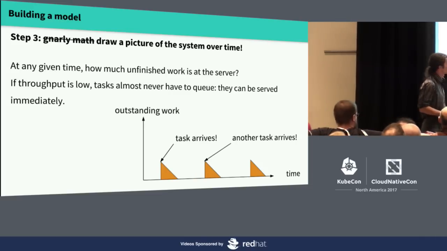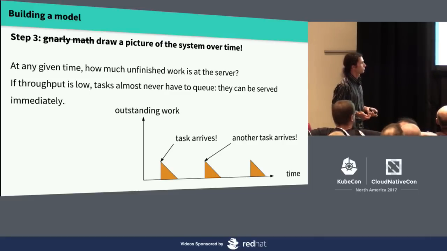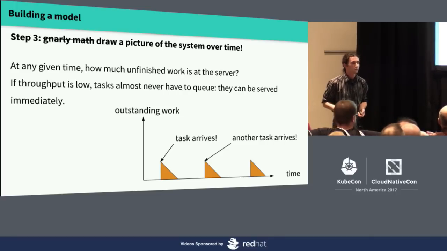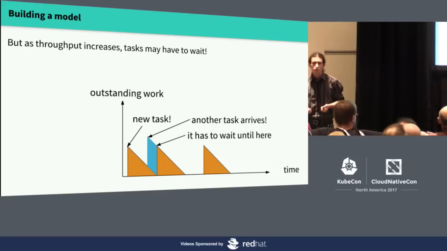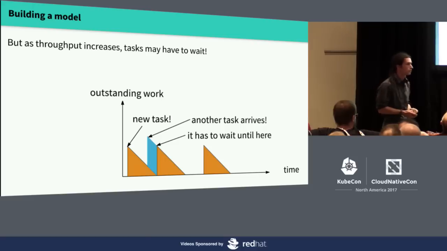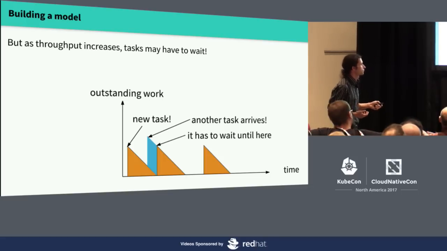Now, intuitively, it's pretty clear that when throughput is low, the server is mostly idle, and tasks almost never have to queue. In general, they can be served immediately, and latency will be low. However, as throughput increases, the server is busy more of the time, and it's more likely that tasks will have to wait. In this diagram, let's try and distinguish the waiting time for a task, which is blue here, from the service time for a task, which is orange. Here, the task shows up, it has to wait for a little bit, and then the server can work on it.